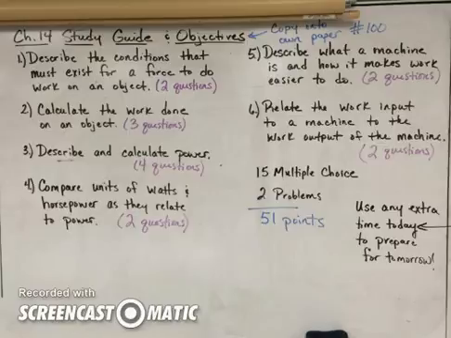The second objective, calculating the work done on an object, has 3 quiz questions that deal with that. To be prepared for that objective, you need to know the units for work, which is the joule, which is abbreviated as a capital J.